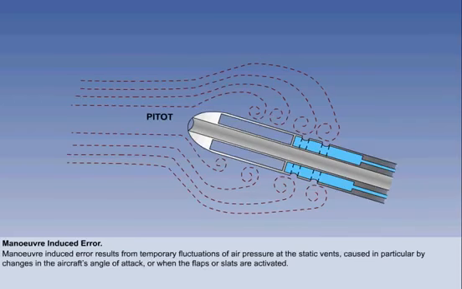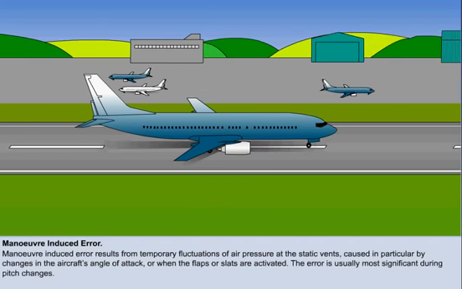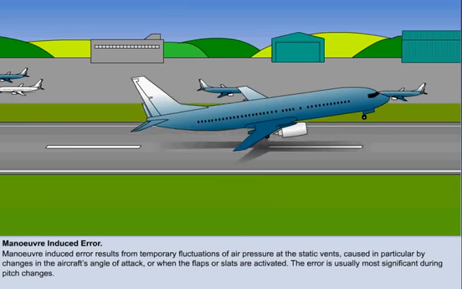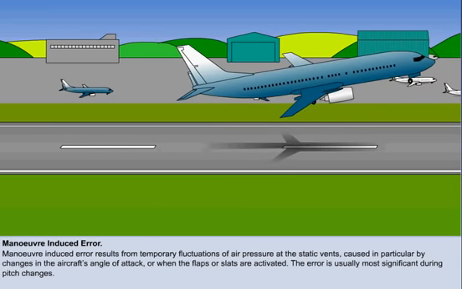This error results mainly from temporary fluctuations of air pressure at the static vents, caused in particular by changes in the aircraft's angle of attack or when the flaps are activated. The error is usually most significant during pitch changes, such as at the start of a climb or levelling off and descending.